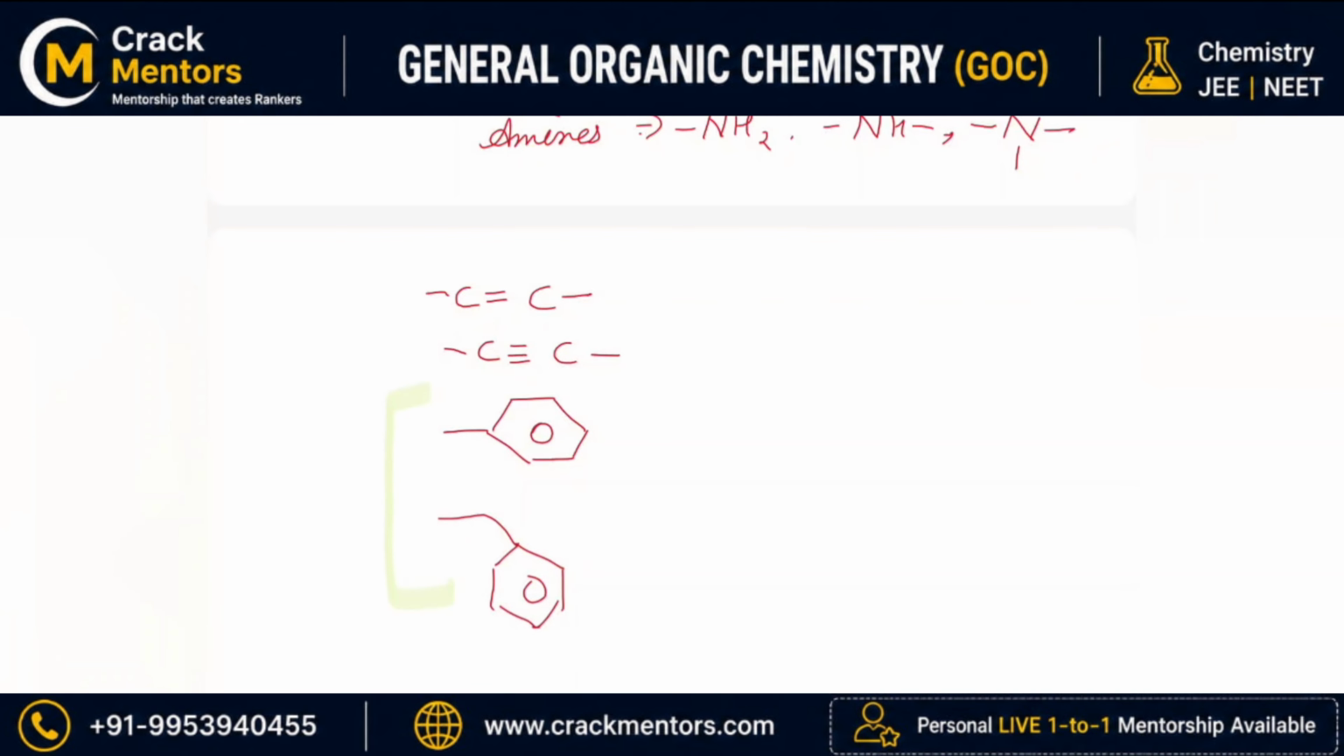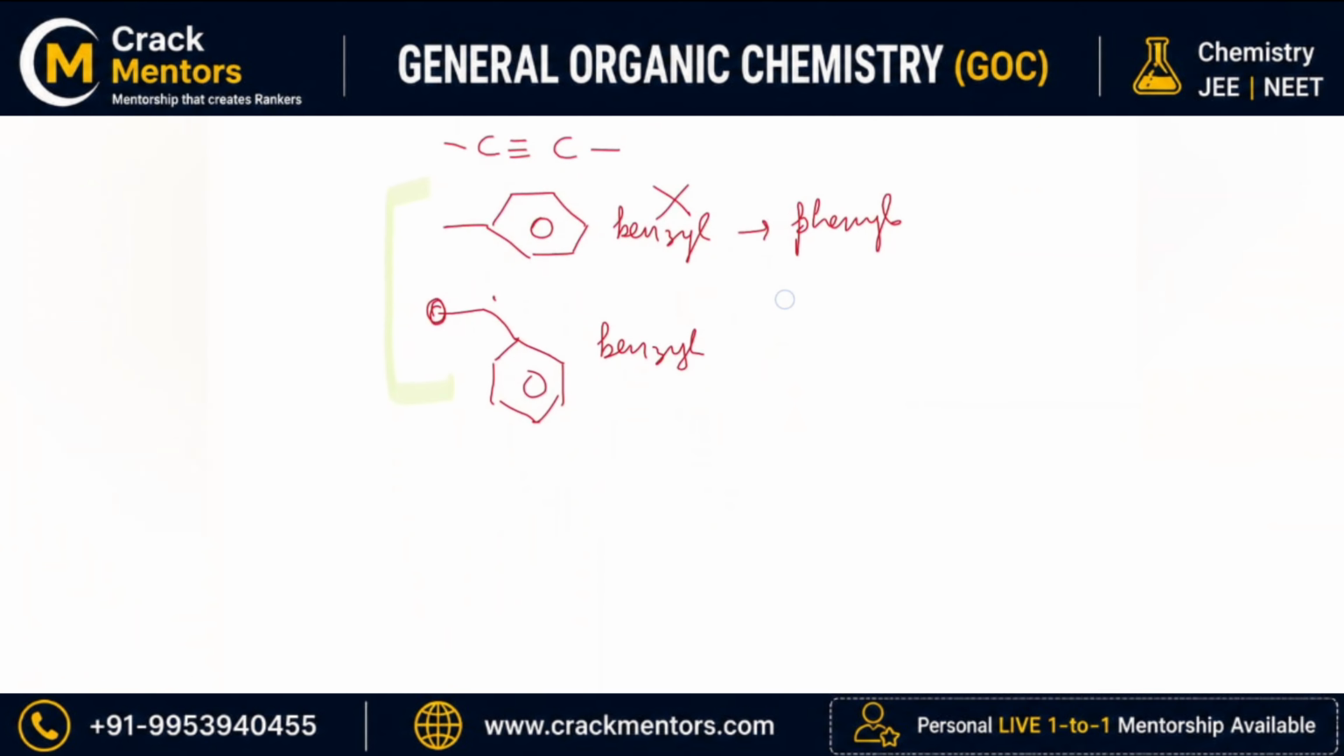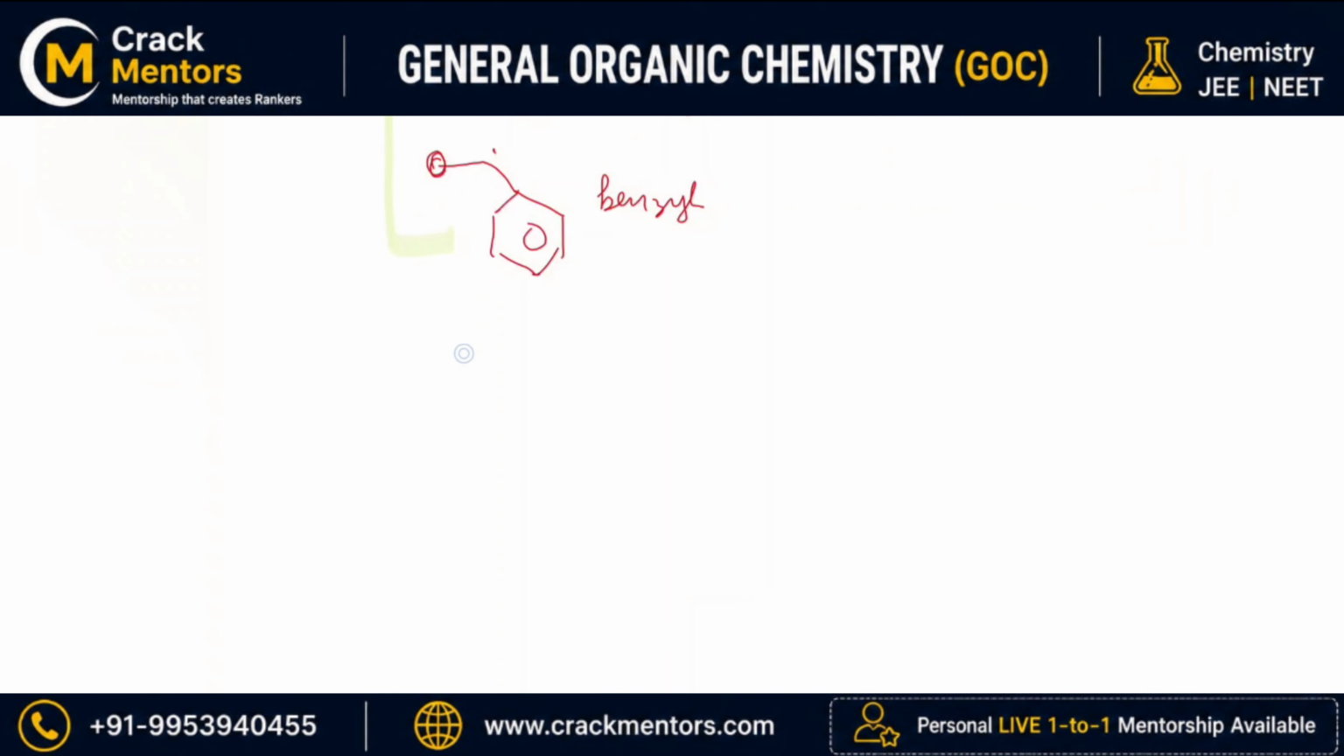This is very important because most of the students make a mistake. They think that this is benzene and it is attached, so it will be benzyl. But no, it will be what? It will be phenyl. When toluene will come and something will be attached here, then it will be called as benzyl. So this is the point to be noted.